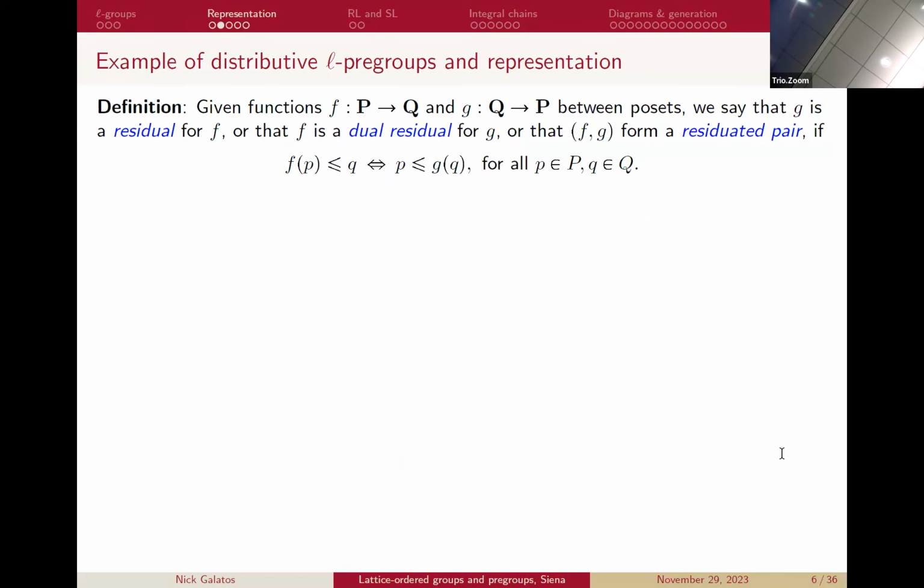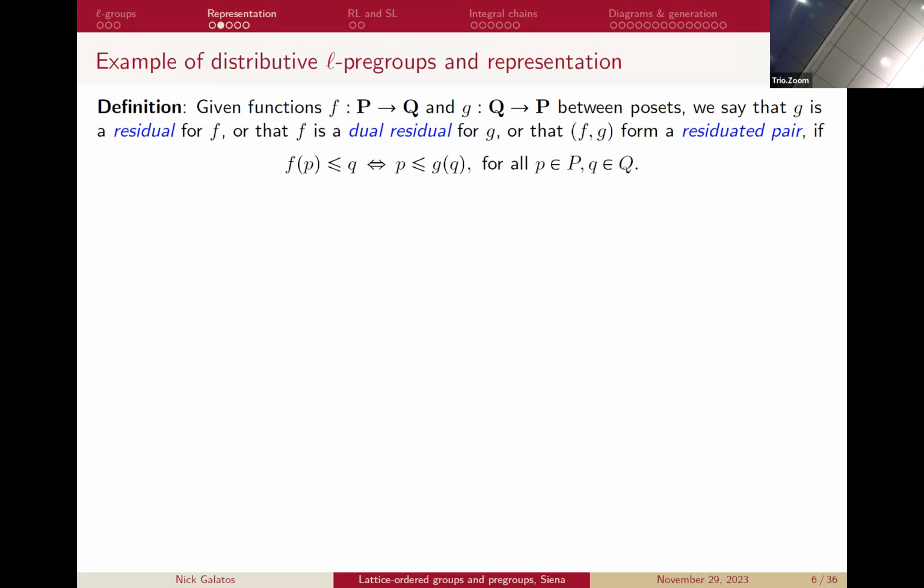So this is how you generalize in general. You just remind yourself of the definition of what it means for two maps to be a residuated pair, or for G to be the upper residual or upper adjoint of F, or the F to be the lower adjoint of G. Dual residual, so many ways to say this. They form this adjunction.